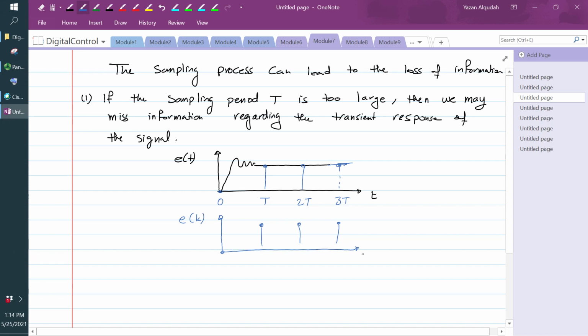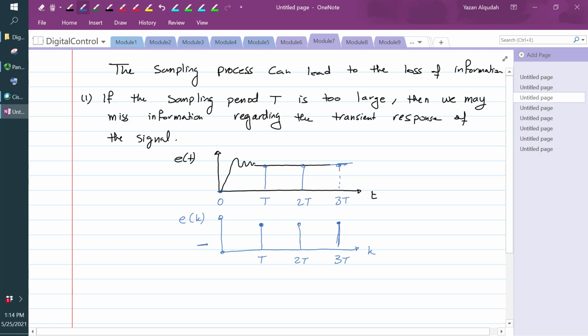So what happened in this case? As you can see, if I look at the samples that I've taken, I would have missed all this transient response. So if I choose my sampling period T to be large, then E of k will have no information regarding the high frequency ripples that I'm seeing in E of t. So this is T, 2T, 3T.